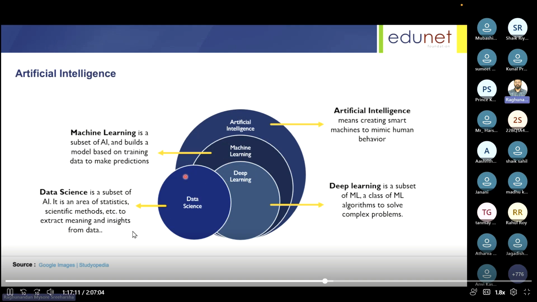So if anybody wants to become a data scientist, you have to learn about statistics, right? Scientific methods, extracting meaningful information, finding insights from the data. A lot of things will be there. So that is what a data scientist does.